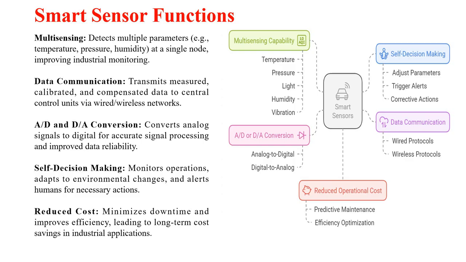And the initial investment in a smart sensor is recovered over the time through optimized efficiency and the reduced maintenance cost. So these are the functions of smart sensor. That is multi-sensing, data communication, A to D and D to A conversion, self-decision making, and reduced cost.